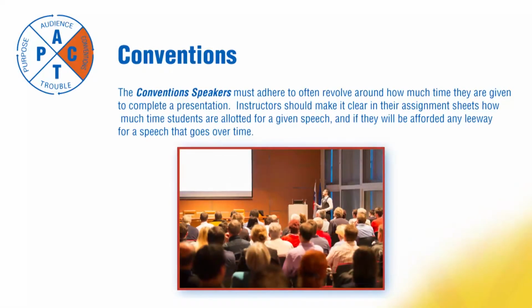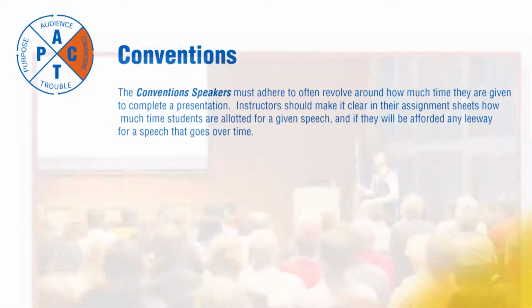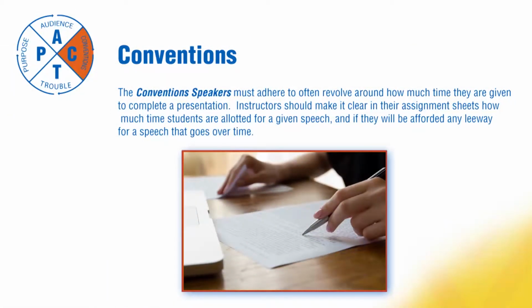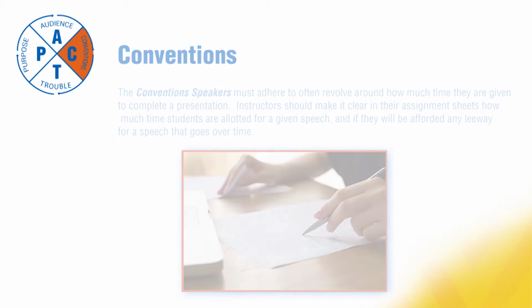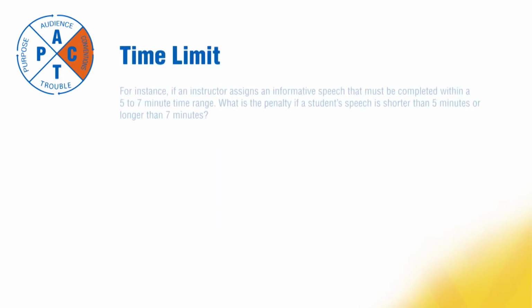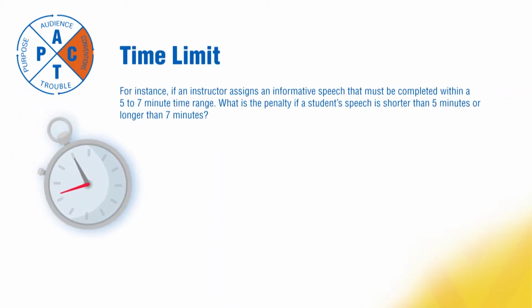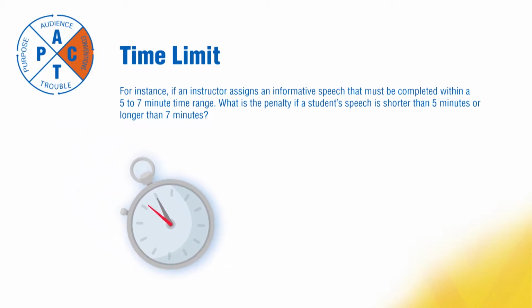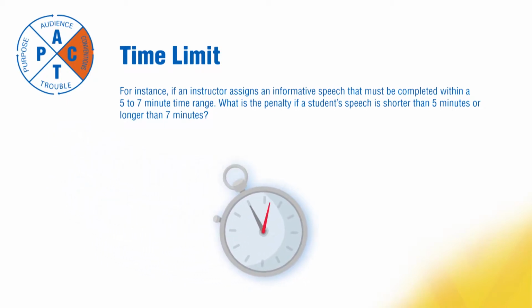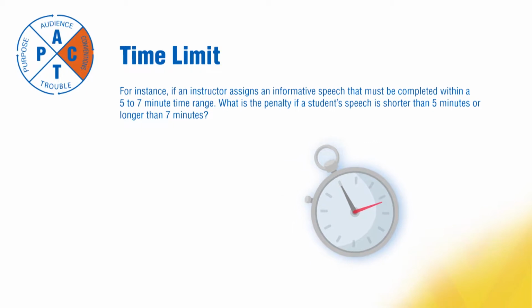The conventions speakers must adhere to often revolve around how much time they are given to complete a presentation. Instructors should make it clear in their assignment sheets how much time students are allotted for a given speech, and if they will be afforded any leeway for a speech that goes over time. For instance, if an instructor assigns an informative speech that must be completed within a 5 to 7 minute time range, what is the penalty if a student's speech is shorter than 5 minutes or longer than 7 minutes?